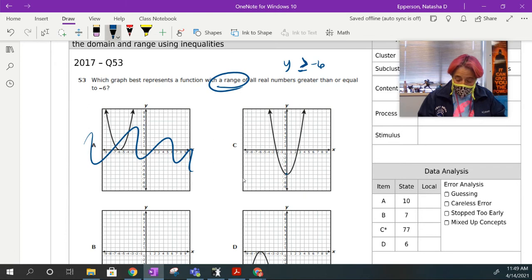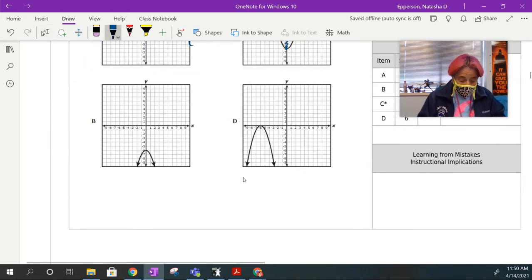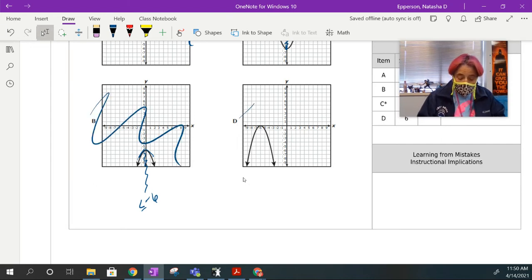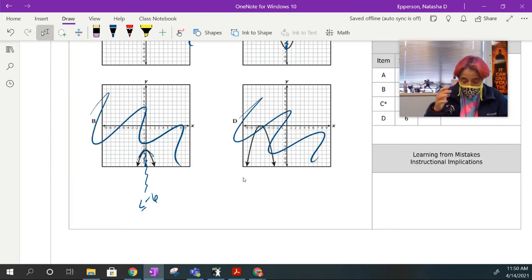C, I have a y at -6. That looks pretty good. And if we're talking about greater than, then that means we're looking at all the values going that way. I'm thinking it's C. Let's check our remaining questions. B would be all the y values less than or equal to -6. So B is out. D is definitely out because that's a shift, it's not a shift down. We're good to go.